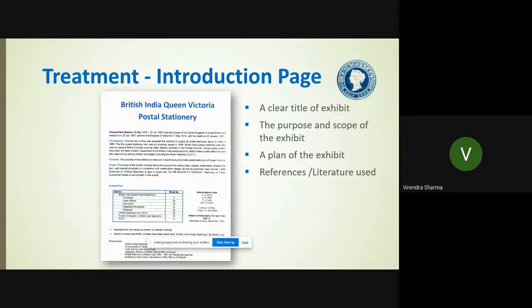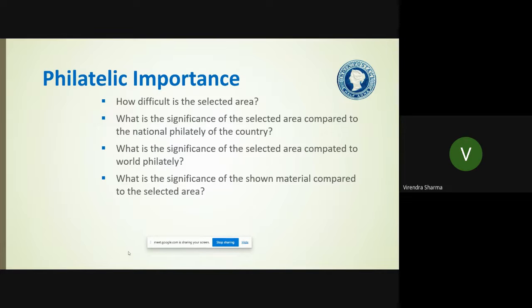And another important area is philatelic importance. When I explained the first point, how difficult the selected area is. So let's say, suppose any area or any topic which you have selected is very easy in terms of acquiring those things. So of course, these are the questions for the jury. Before giving marks, they will check this.